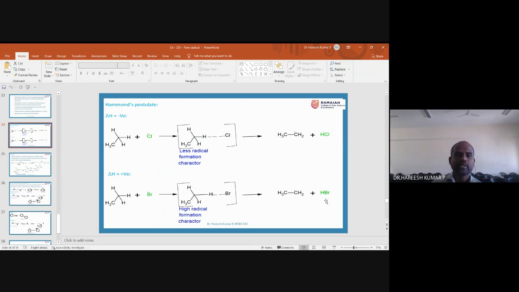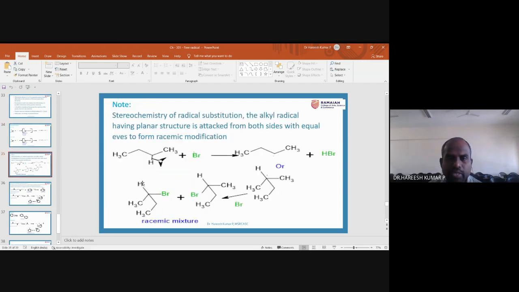Hammond's postulate means that a chlorine radical, when it reacts with ethane, leads to a less radical formation character, whereas a bromine radical, when it reacts with ethane, forms a high radical formation character. That's what you need to mention, and you need to mention delta H negative and delta H positive. With this, I will go to the next slide. Here I'm taking the stereochemistry part.